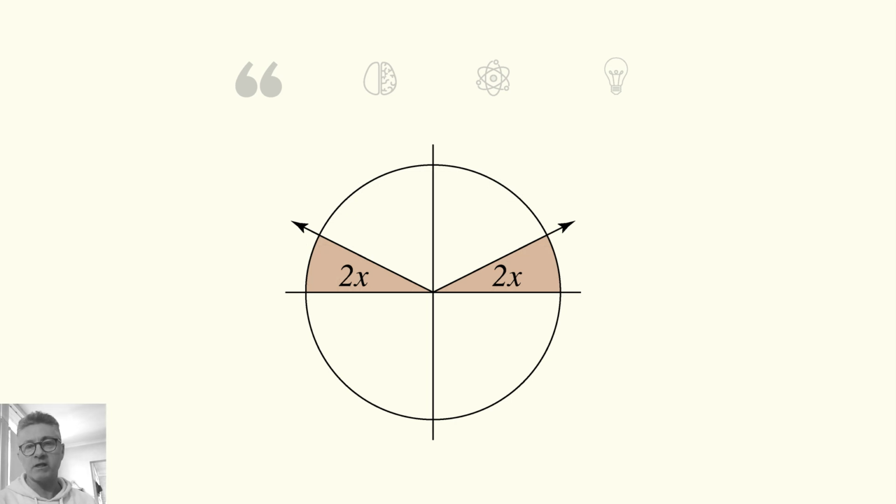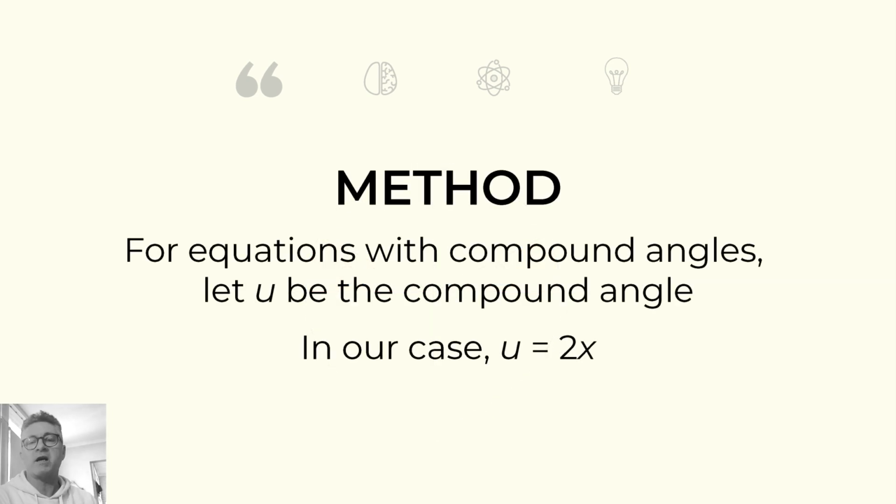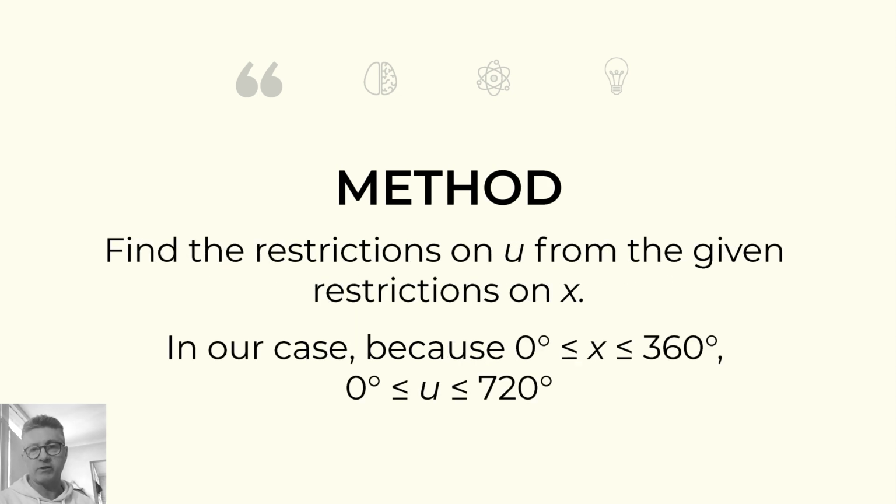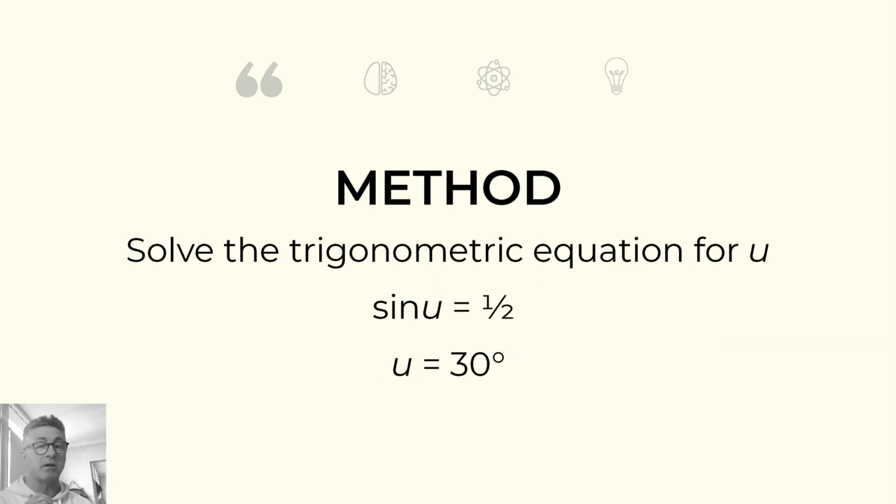Now where it gets interesting is where you have compound angles, which is what we have here. We don't have sine of x, we've got sine of 2x. The author suggests you make a substitution and say, look, let u be the compound angle, and then you find the restrictions on u based on the restrictions for x, and we just talked about this. And then we solve for the acute angle. The angle that has a sine of a half is 30 degrees.